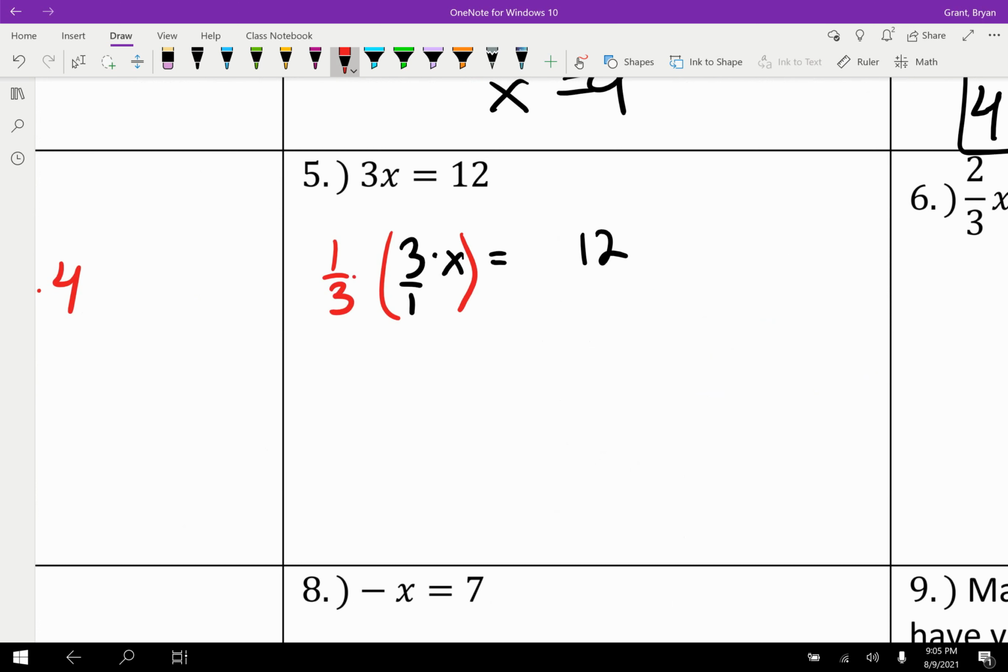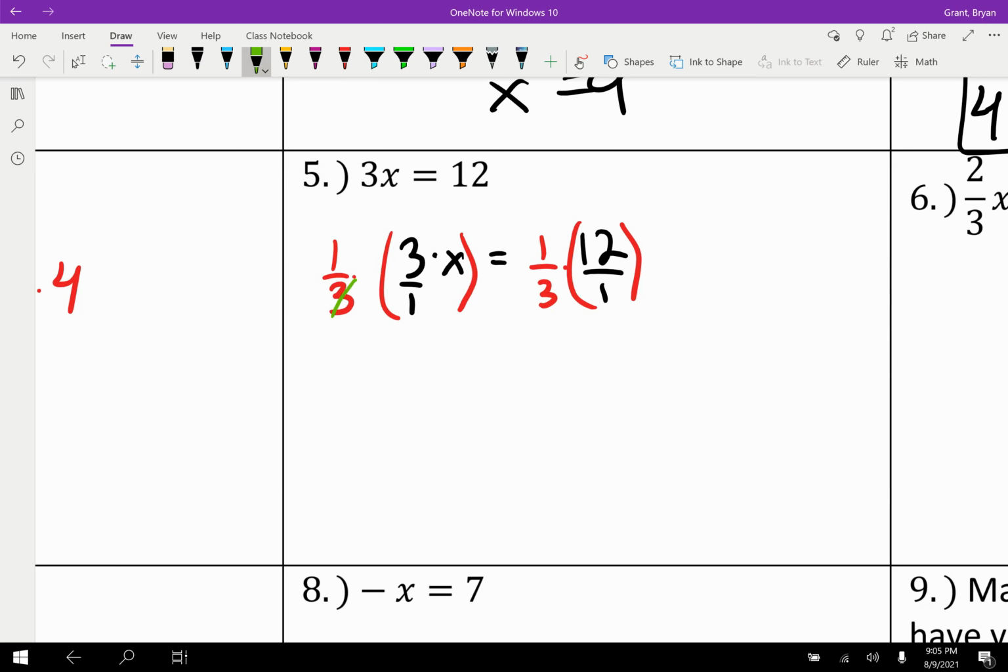These flipped over fractions have a fancy name. Do you remember it? It starts with an R. These flipped over fractions are known as reciprocals. So I'll do the same thing with the 12. We'll do 1 over 3. It might help you to write this as 12 over 1. And let's see what happens.